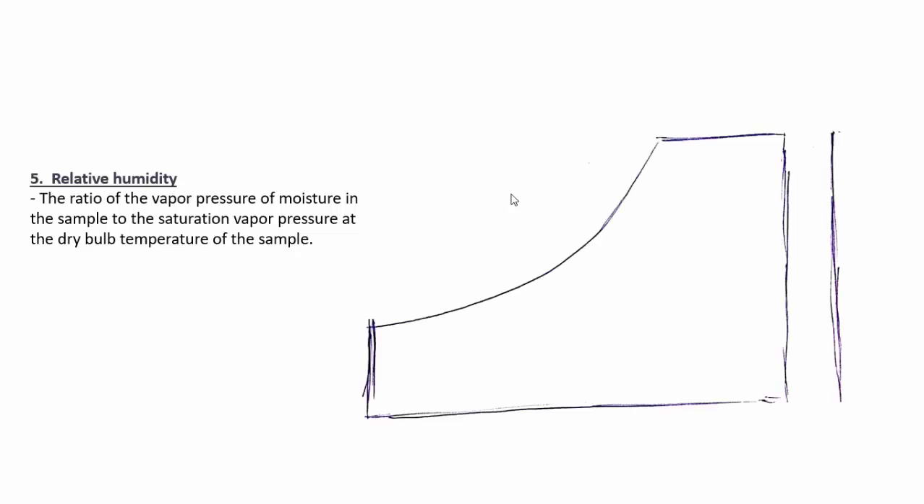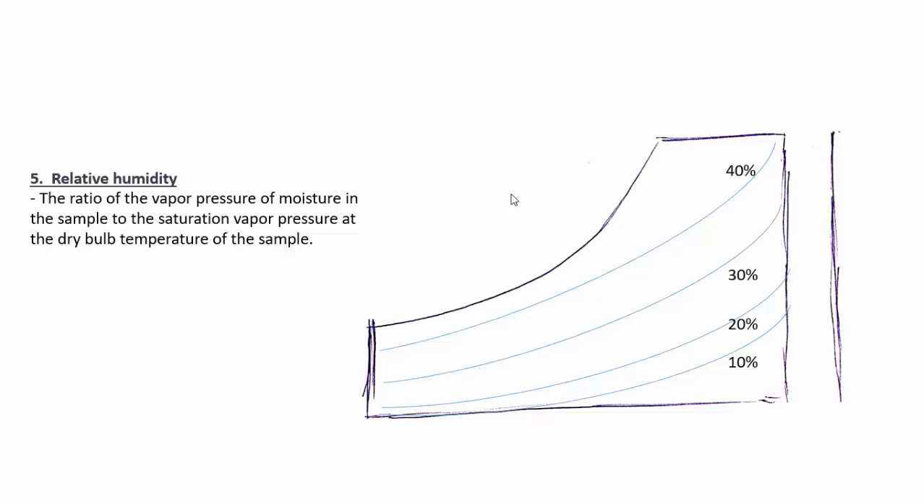The other is relative humidity, which is the ratio of the vapor pressure of moisture in the sample to the saturation vapor pressure at the dry bulb temperature of the sample, or simply the amount of water present in air. Relative humidity is presented by these curved lines. So the curved lines represent the relative humidity, and it is presented as a percentage.